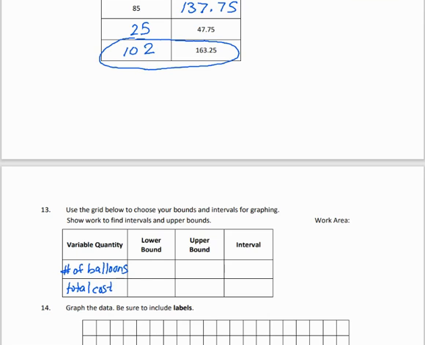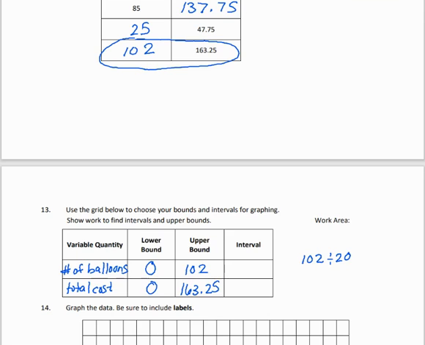Lower bounds, we don't have any negatives, so those are zeros. And then our upper bounds, make sure to be consistent. Balloons upper bounds is 102, and cost upper bounds is 163.25. What do we do to determine those intervals, folks? Divide by 20.